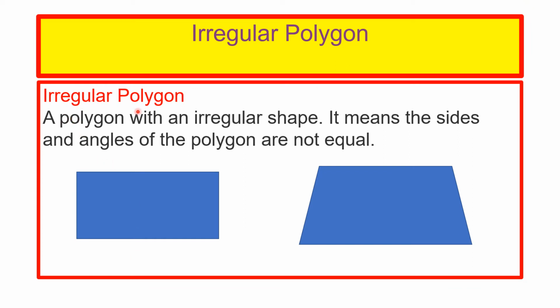So we have an irregular polygon. An irregular polygon is a polygon with an irregular shape. It means the sides and the angles of the polygon are not equal. Look at the sides of this rectangle. One is shorter than the other. Look at the sides of this figure. This is actually a quadrilateral. And look at the measure of the angles. The measure of the angles are not the same. Therefore, this particular polygon is an irregular polygon.